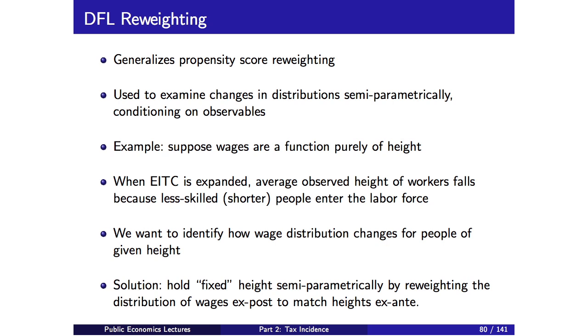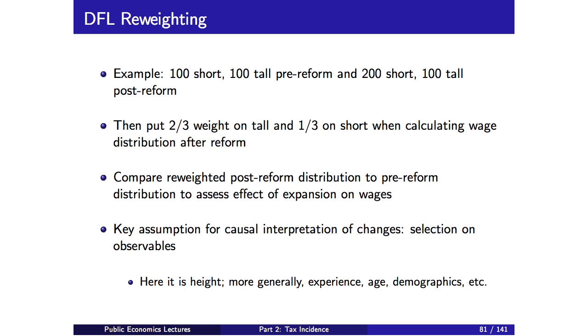Okay, so what we want to do is identify how the wage distribution changes for people of a fixed height. So for guys who are 5'6", what happens to wages before versus after the EITC is expanded, right? So how are we going to do that given that we can't track a given guy? We're going to hold fixed height semi-parametrically by reweighting the distribution of wages ex post to match the heights ex ante. So let's do this numerically so it's clear what I mean.